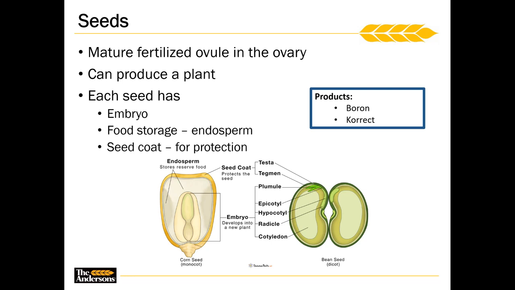When we think about it later in the season and to support creating a healthy seed to harvest, which is our grain, we want to have enough boron and Correct in there to support our grain fill and overall grain quality.